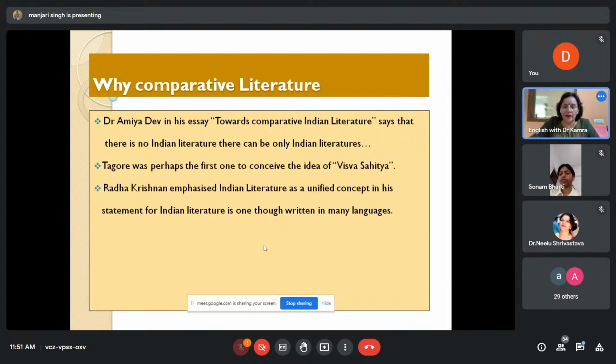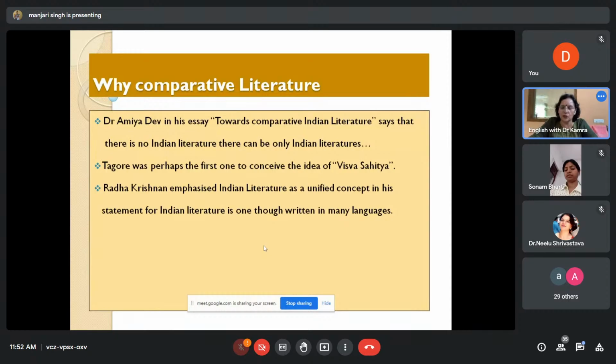And Radhakrishnan emphasized that Indian literature is a unified concept. In his statement: Indian literature is one, though written in many languages. That is, Indianness is something which is not different. So it is the Indianness which connects Tamil literature with Kannada literature, or Kannada literature with Sindhi literature.